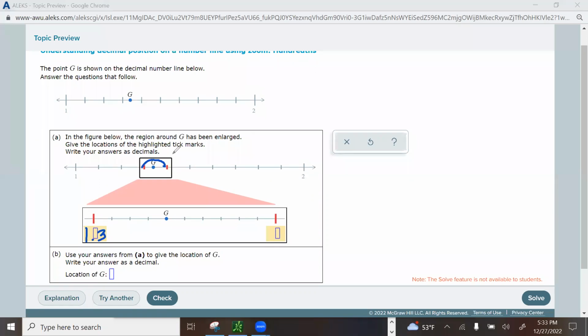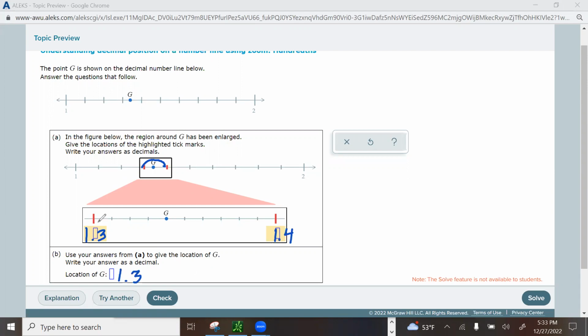And the other one, like I said here, is just going to be one more tick mark up. So that's at 1.4. Okay. Then for part B, they say, all right, use your answer to part A to get the location of G. Well, G is in between 1.3 and 1.4. So we know it's going to be 1.3 something.